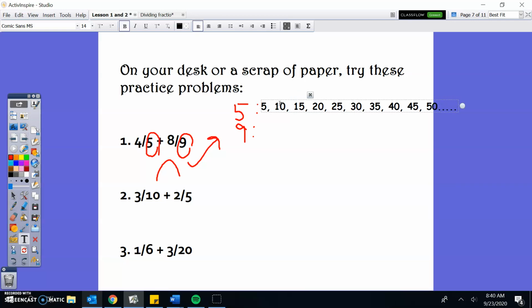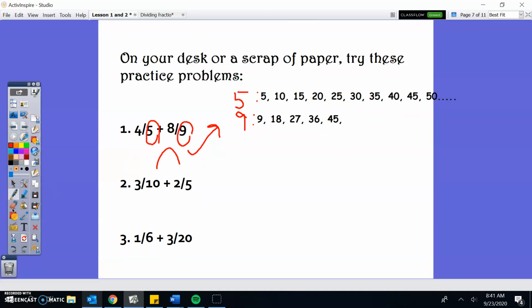And I could continue going because 5s I think are pretty simple, and I can continue counting on and on and on. That should be good. I think if I list anywhere from 5 to 10 numbers, that should help me find my common denominator. Now 9s are a little bit trickier, so it might take you a little bit longer to list the denominators. But I have 9, 9 plus 9 is 18, 9 plus 18 is 27, 27 plus 9 is 36. I have 45. And I'm going to keep going until I find a matching number that's both in the 5s and in my 9s. So if I stop here, I actually just found my common denominator.